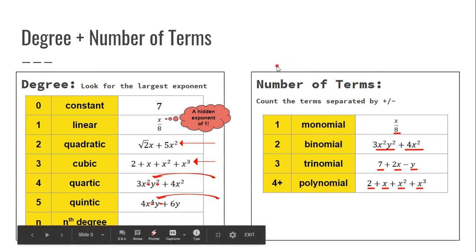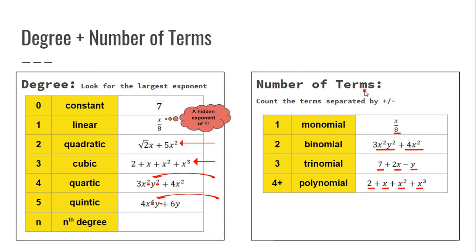The other way to name a polynomial is by the number of terms that it has. Terms are separated by either a plus or a minus sign. So I've underlined separate terms here. This first example only has one term, and that would be called a monomial. Mono is the root for 1. So that has one term.